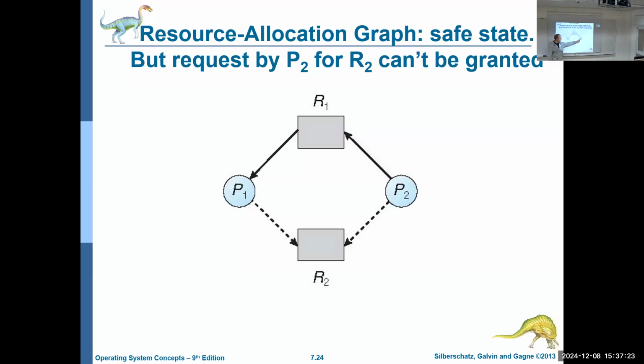So we don't want to grant P2 this and turn this into a solid line pointing the other way, because then we'll be in an unsafe state. Even though we don't have a deadlock, we could get a deadlock because he could come and ask for this. We want to avoid a deadlock. But if P1 would ask for the resource, we would grant that. Because P1 has already got resource 1 and we can give him resource 2, and what's the problem?